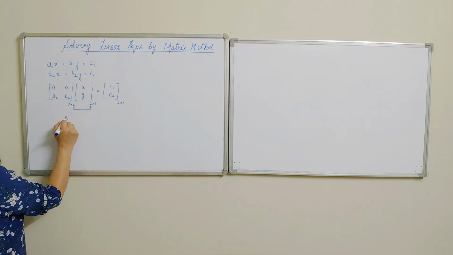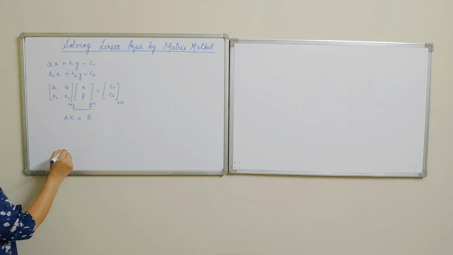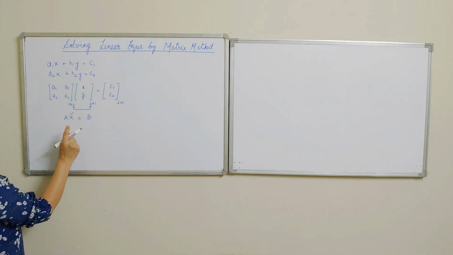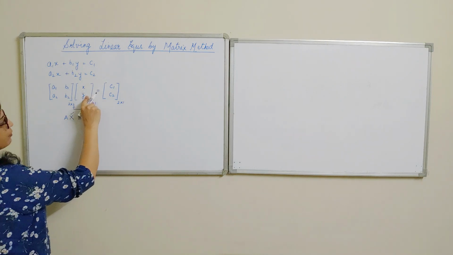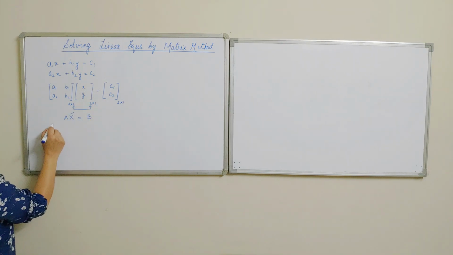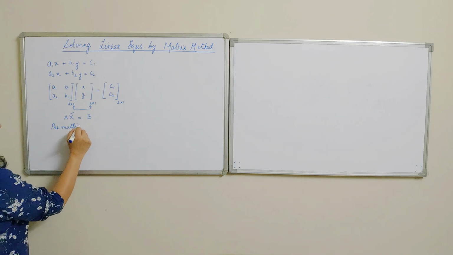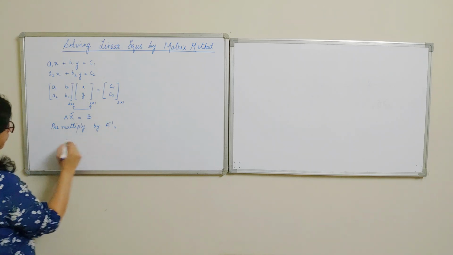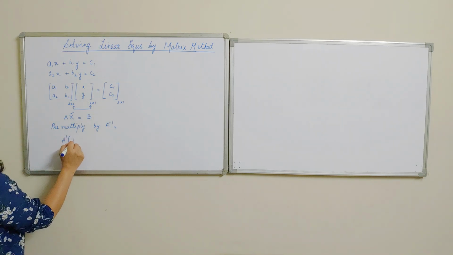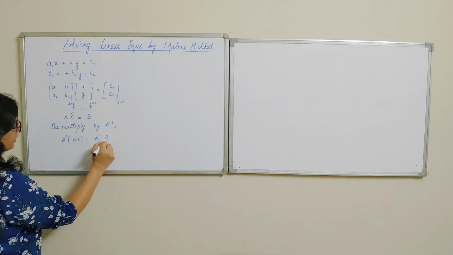Let us name these matrices as matrix A multiplied by matrix X, which is equal to matrix B. So we are trying to find out matrix X, because if we know matrix X, that means we know the unknown variables x and y. So let us pre-multiply the matrix equation by A inverse. So we obtain A inverse into AX is A inverse into B.